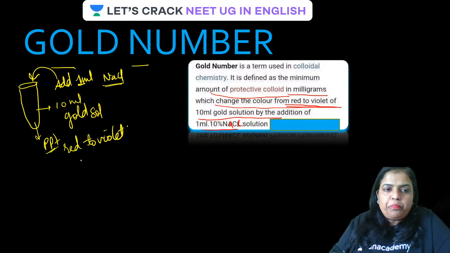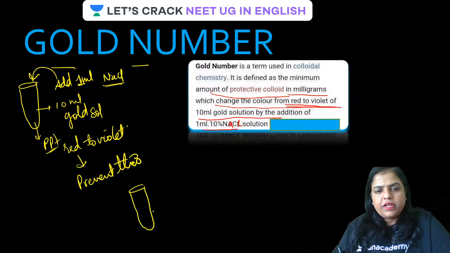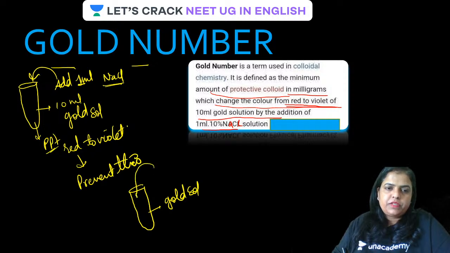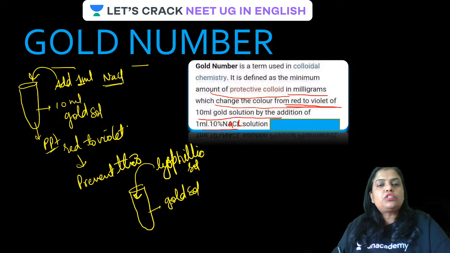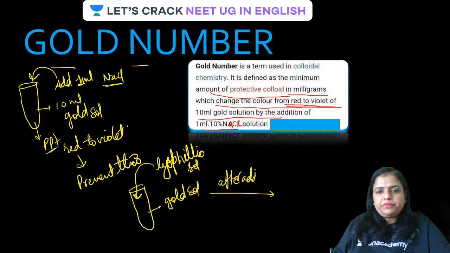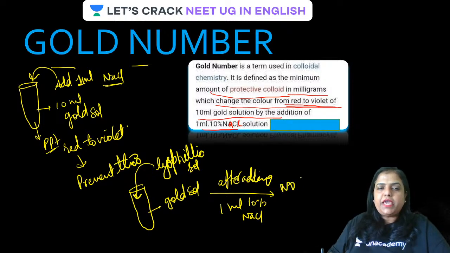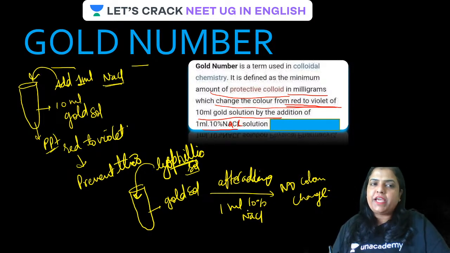In order to prevent this, guys, what is done? This gold sol is mixed with a lyophilic sol. That makes a protective layer on the surface of gold sol. Then after adding 1 ml of 10% NaCl solution, there will not be any color change. Is that clear? That means this lyophilic sol has prevented the gold sol from reacting with NaCl solution.